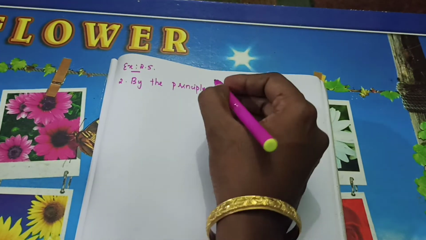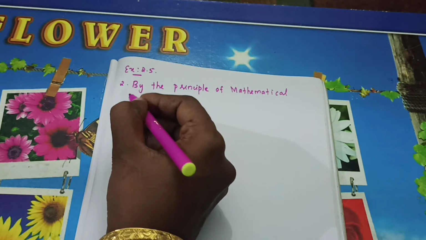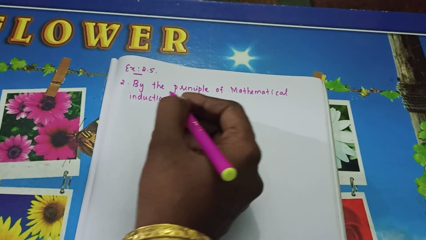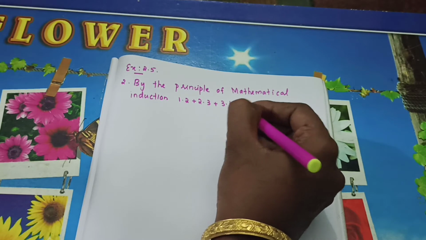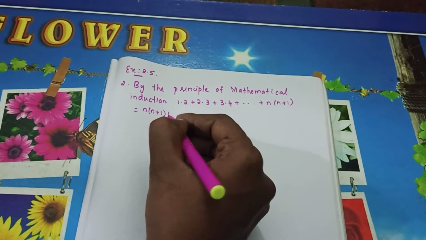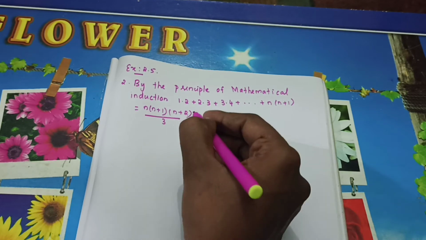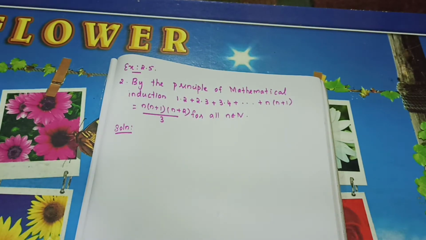By the principle of mathematical induction, prove that 1 into 2 plus 2 into 3 plus 3 into 4 plus etcetera plus n into n plus 1 is equal to n into n plus 1 into n plus 2 divided by 3, for all n belongs to N.